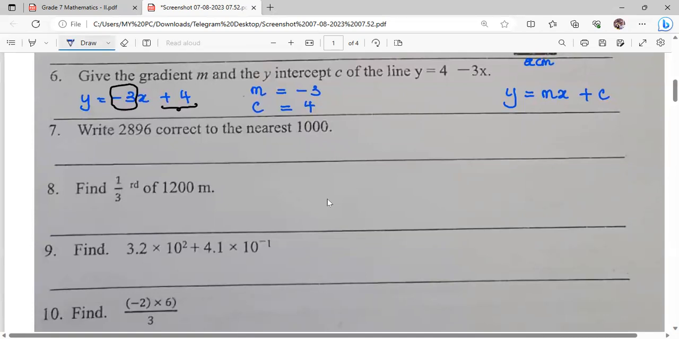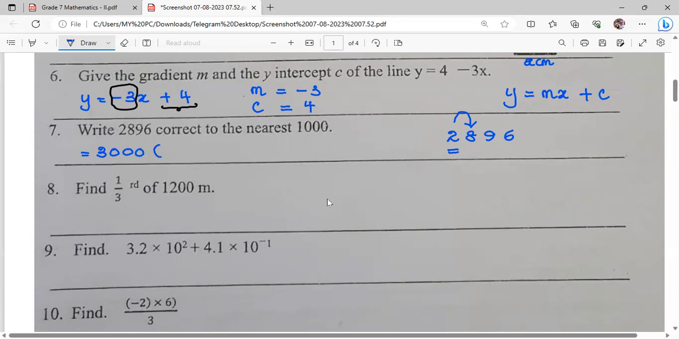When you have this kind of question, children, first of all, you want to understand 2896 and at the nearest thousand, you identify the thousand place, right? And you look at the next number, the neighbor number. If it is 5 or more than 5, we need to add 1 to where? To the thousand place. So then here I write that it is 3000.